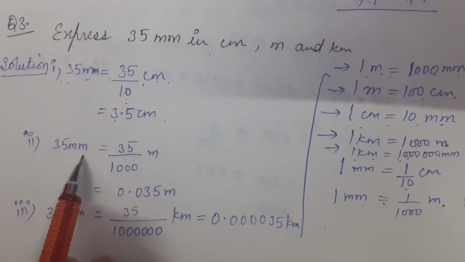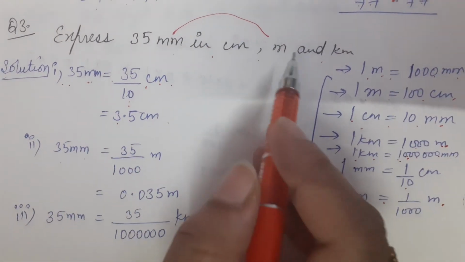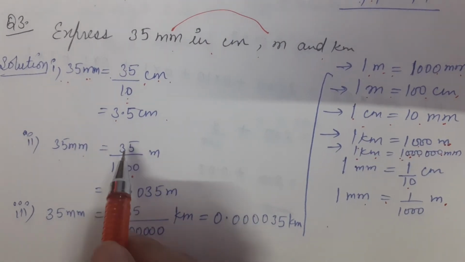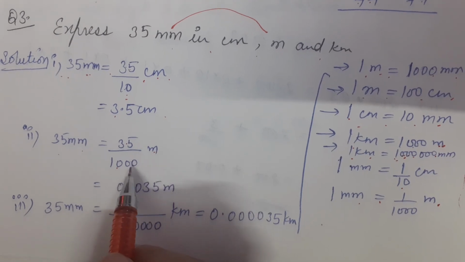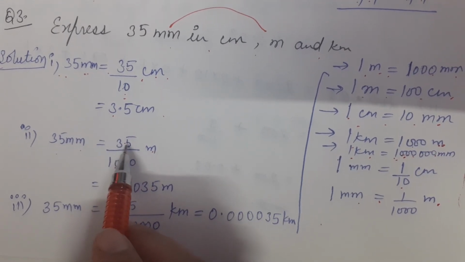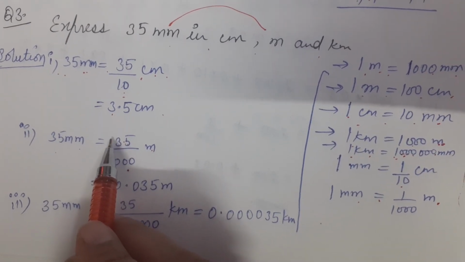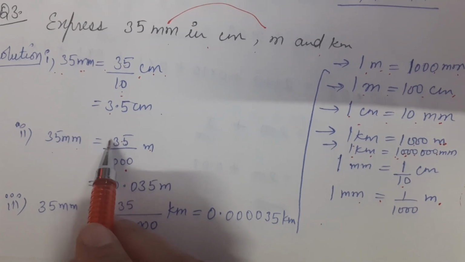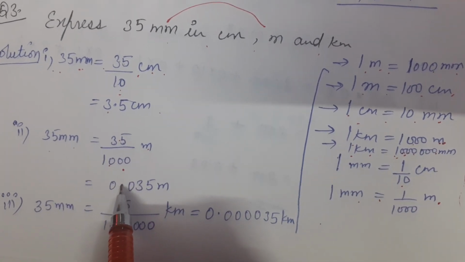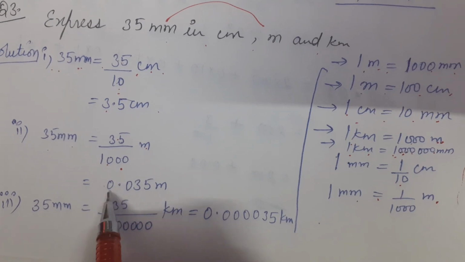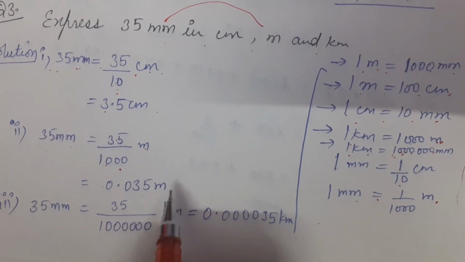Now to change 35 millimeter into meter, divide by 1000. So 35 upon 1000 meter. So here 3 zeros are there, so count 1, 2, 3. There are not 3 digits here, so we have to put 0. 0 point and again put 0 here, so 0.035 meter.